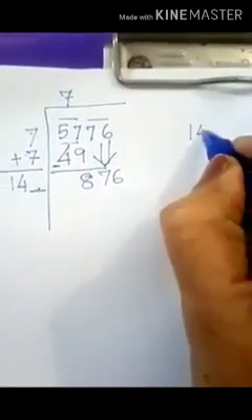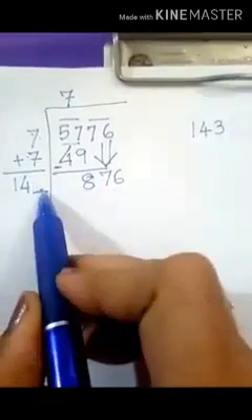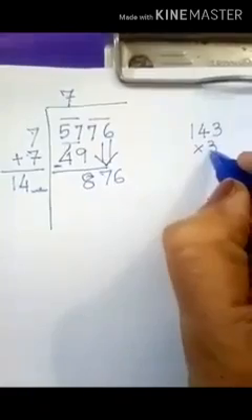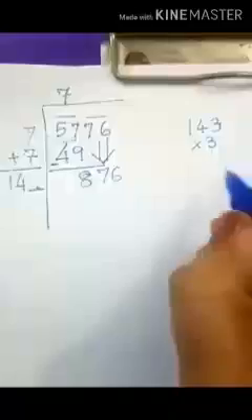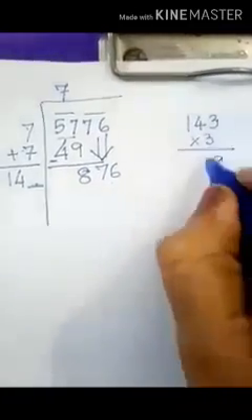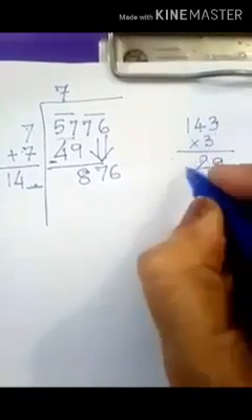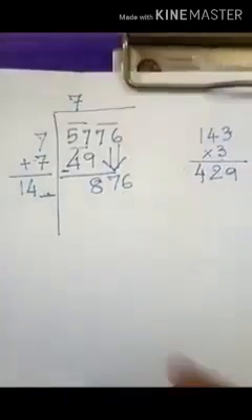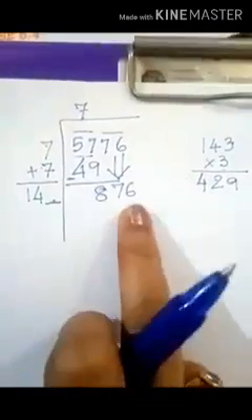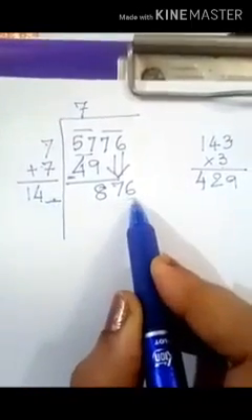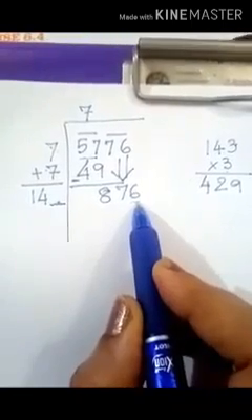Suppose I write 143. Suppose the number I write here is 3. Then here I have to multiply by 3 only, because this 3 has to be written up here. So what will I get? 3 3s are 9, 4 3s are 12, and this is 429. 429 is very small compared to this number. So which number shall I write here? Let's see. The last digit is 6.